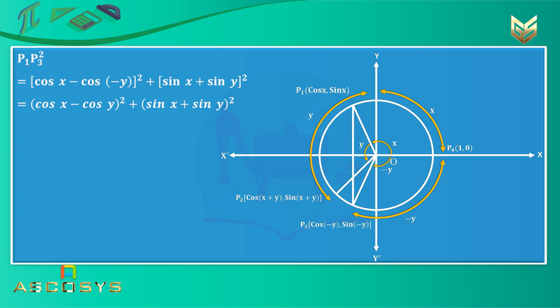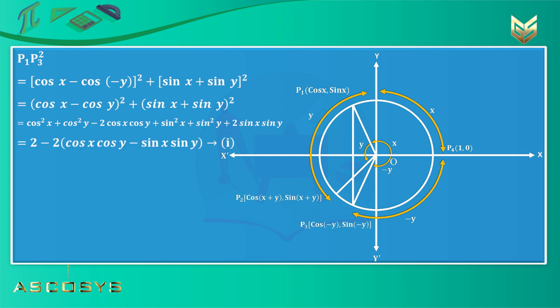Thus, if we simplify this, we will get cos squared x plus cos squared y minus twice cos x cos y plus sin squared x plus sin squared y plus twice sin x sin y. Now we know that cos squared x plus sin squared x equals 1. Thus, those terms give us 2. Now the equation becomes P1P3 squared equals 2 minus 2 times (cos x cos y minus sin x sin y). We will take this as equation number 1.